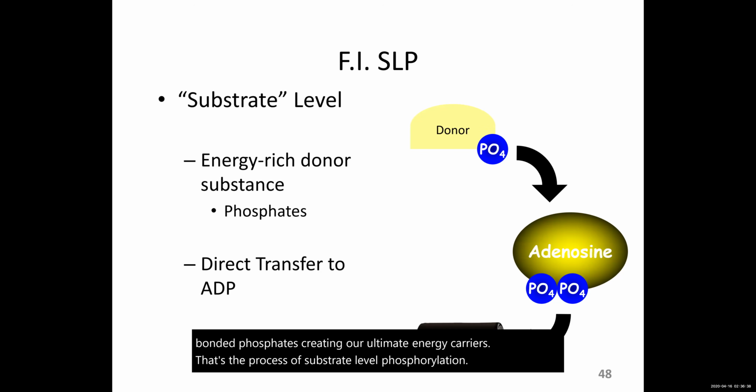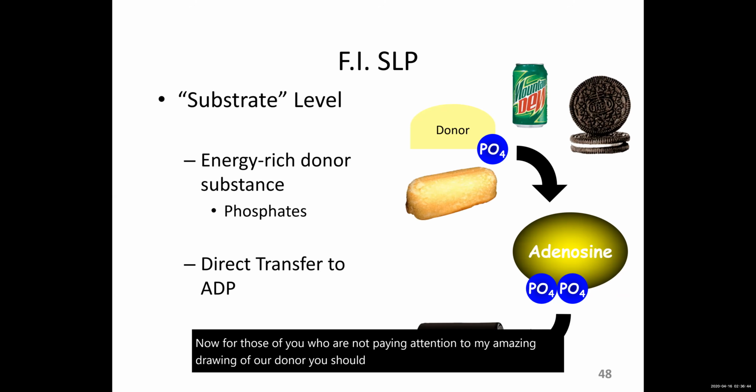Now, for those of you who are not paying attention to my amazing drawing of our donor, you should get an idea of what shape that looks like. Most high energy donors happen to be things that carry massive amounts of sugar in them. So carbohydrates happen to be our best donors. And as we will learn in a few more slides, we'll look at the very first set of metabolic pathways, which is glycolysis, which literally uses glucose as its first step to create energy.